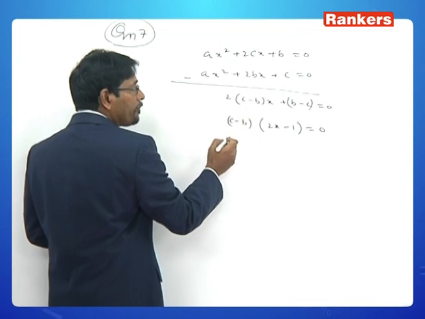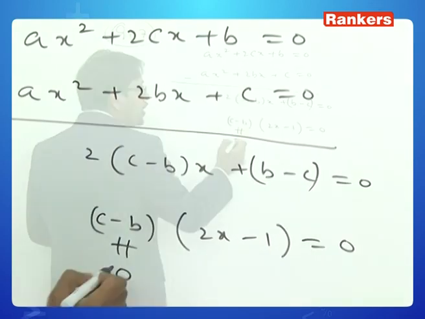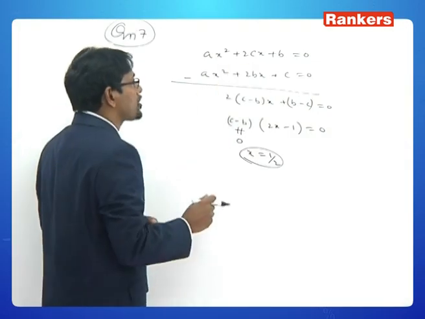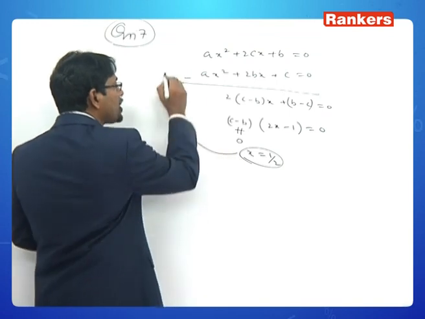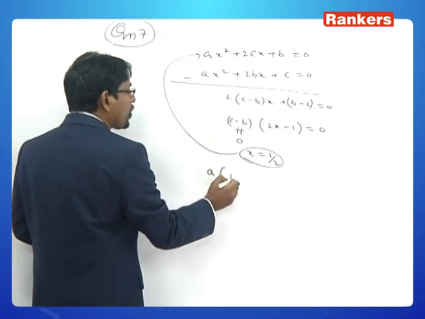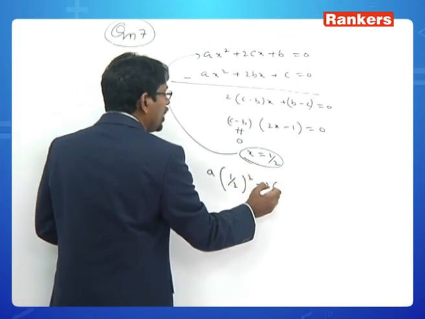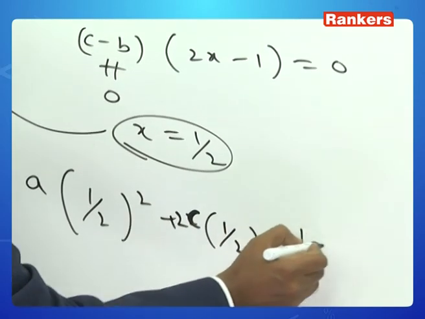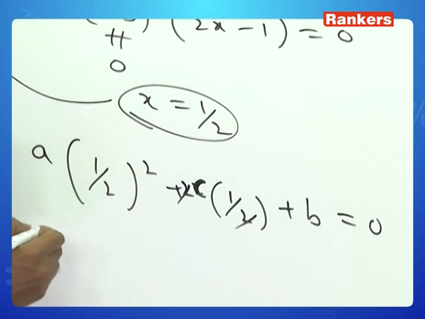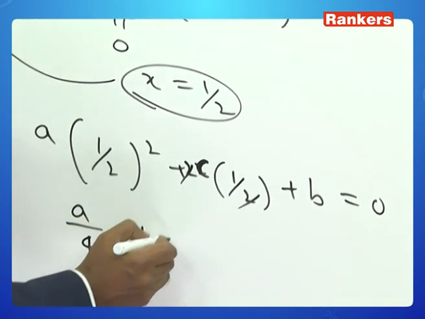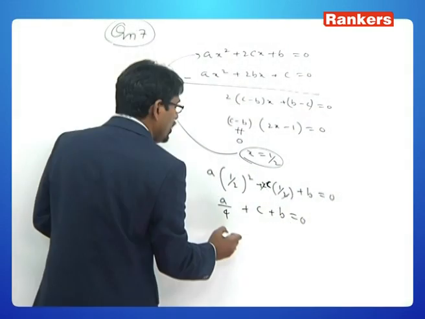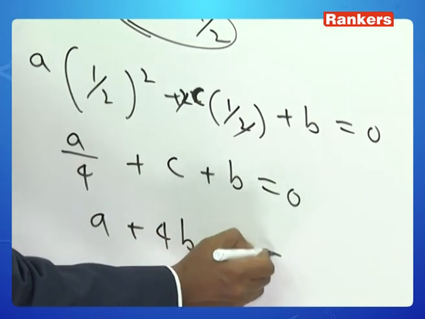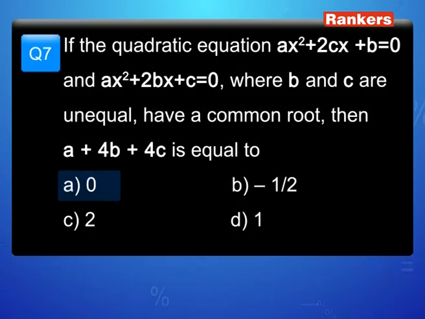Taking c minus b common here. Since c minus b is not equal to 0, x has to be half. Now this half is a root common to both of the equations, so that means half should satisfy this equation. So a into half squared plus 2c into half plus b is equal to 0. So this 2 cancels and you have here a by 4 plus c plus b is equal to 0. That gives me a plus 4b plus 4c equal to 0. So the right option is answer A.